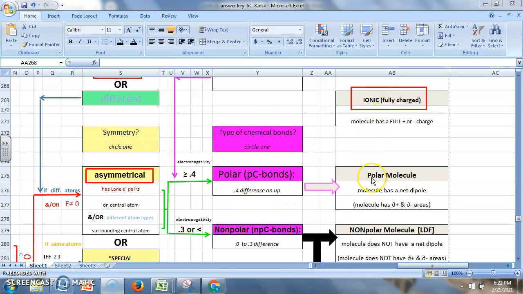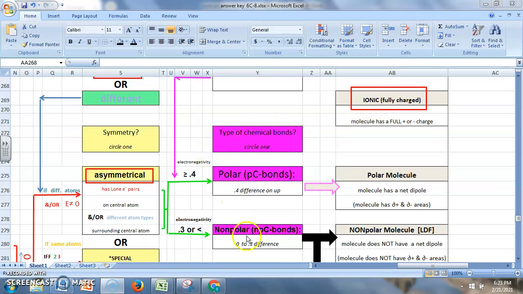Knowing it's ionic, would there have actually been dipoles on this molecule if it wasn't charged? Absolutely. Oxygen's 3.5, hydrogen's 2.1, difference is 1.4. That would be a strong dipole on there, but not as strong as the full charge.